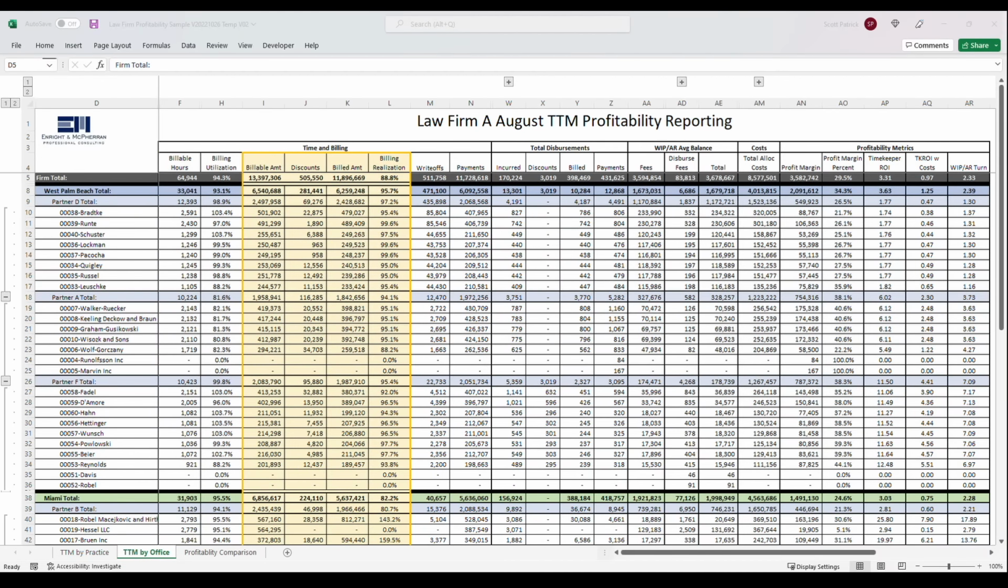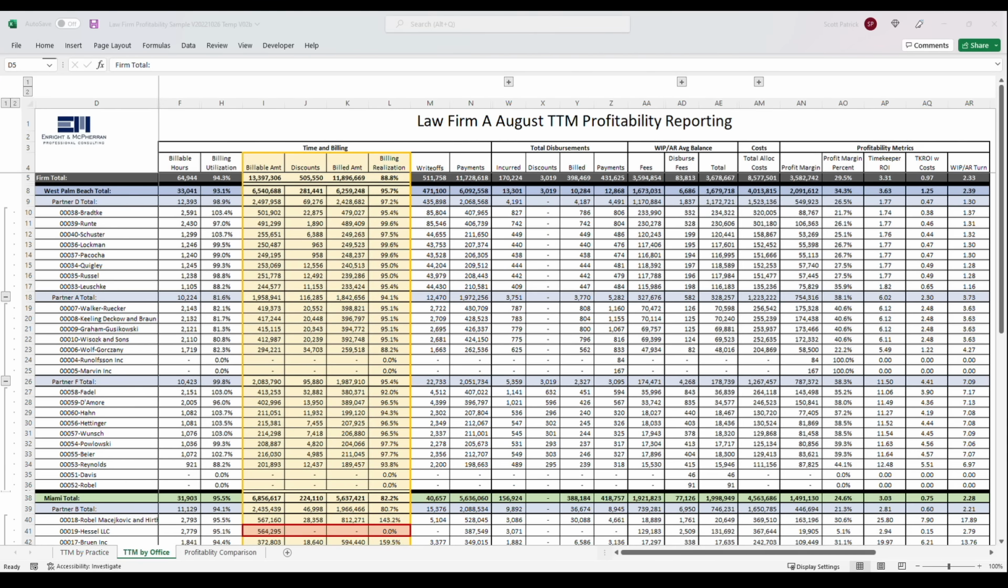The billable amount column has the amount that could be billed, and next to that are the discounts taken at the time of invoicing the client, and the billed amount is what we actually invoice the client. The billing realization is calculated by dividing the billed amount by the billable amount.